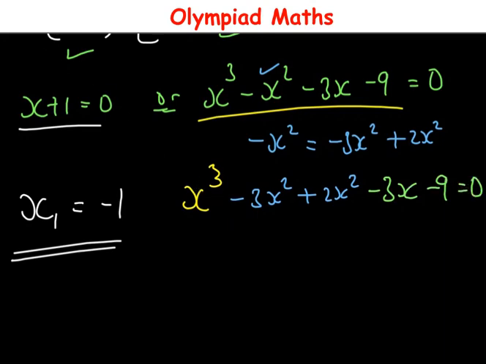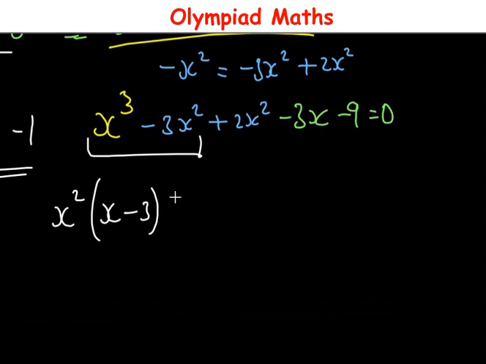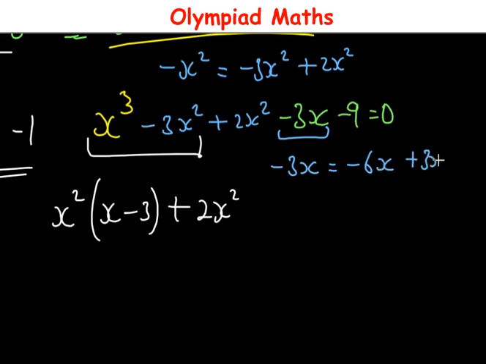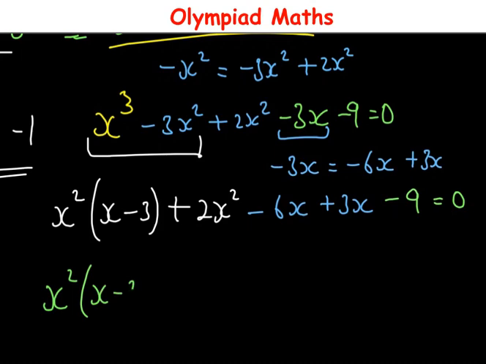From here, we can factorize out x raised to the power 2 from this. Factorizing out x raised to the power 2, we have x minus 3. Then from here, we have plus 2x squared. Also, we can write this minus 3x as minus 6x plus 3x. So this becomes minus 6x plus 3x. Then we have minus 9, which equals 0. Then x raised to power 2 into bracket x minus 3.